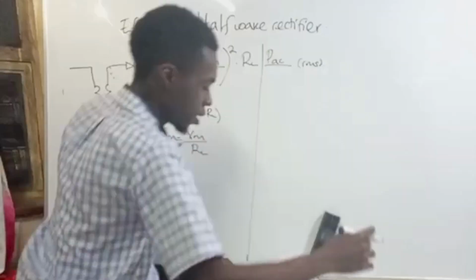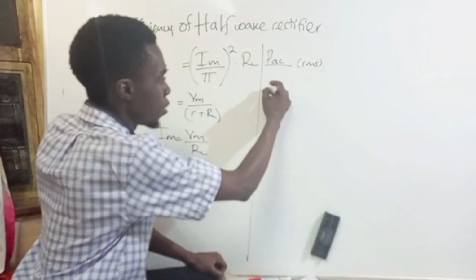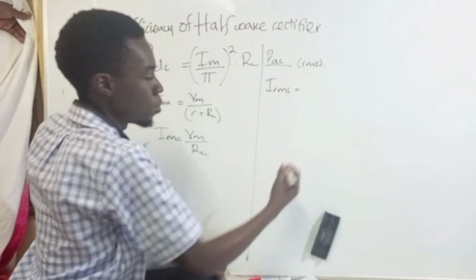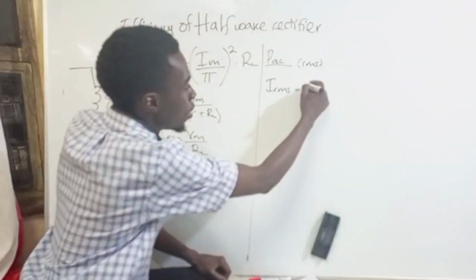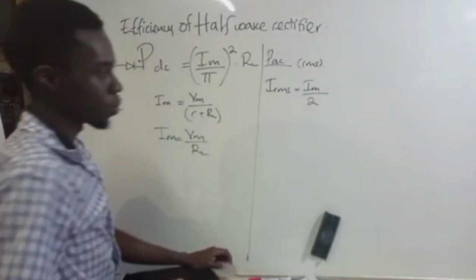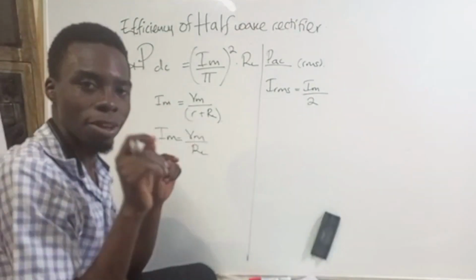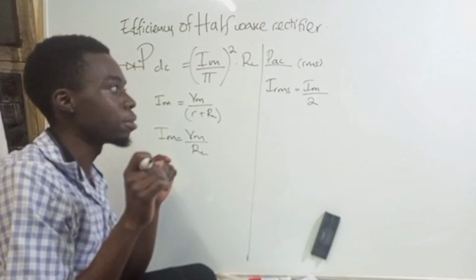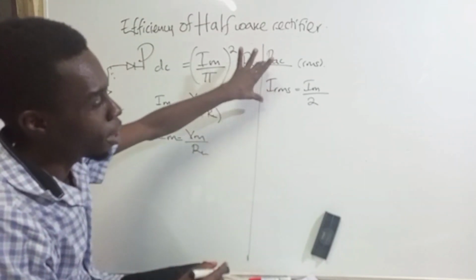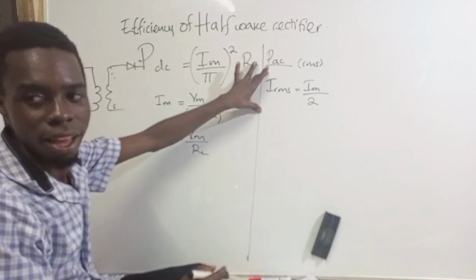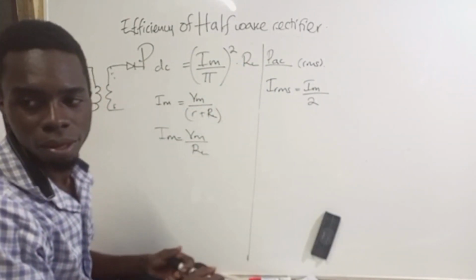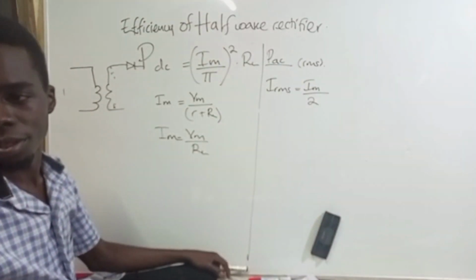So for this side here, our root mean square value, IRMS, is just going to be simply the maximum value of current divided by 2, which is different from what we have been doing of getting Imax divided by root 2. Now this only applies for half wave rectifier, and it is a major point that we need to note in case we are going to make any calculations.